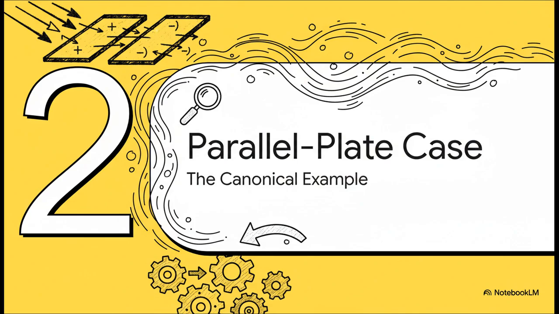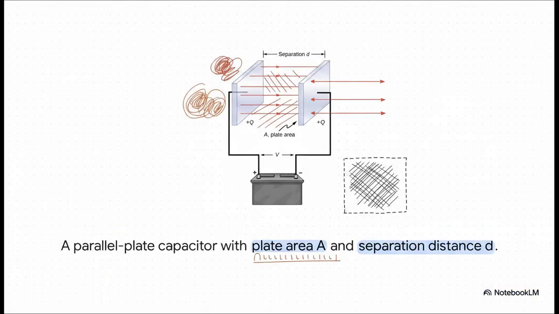All right, let's put this method to work with the classic example, the one everyone starts with, the parallel plate capacitor. It's the configuration most people think of, and it's the perfect first test for our new procedure. This setup couldn't be simpler. We've got 2 identical conducting plates. Each one has an area A, and they're separated by a tiny distance d. We'll assume one holds a charge of plus Q, and the other holds minus Q.